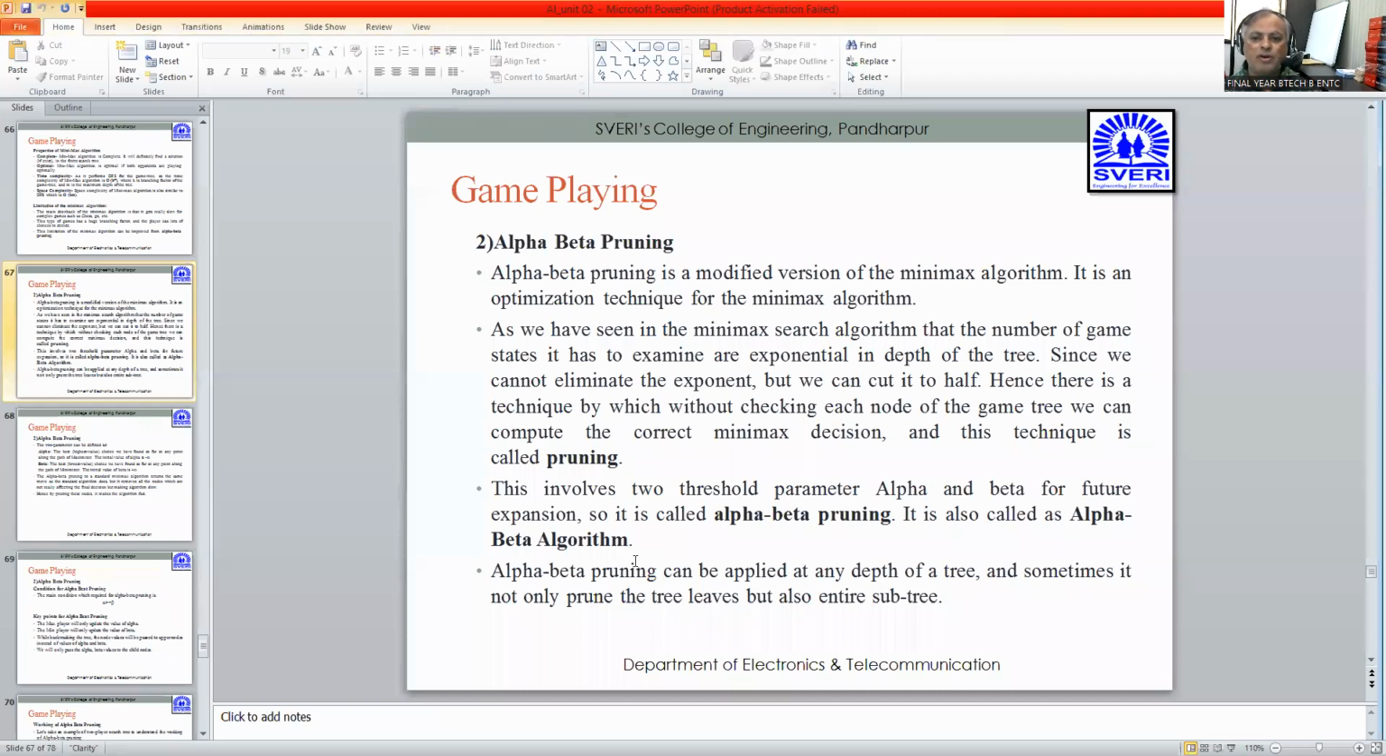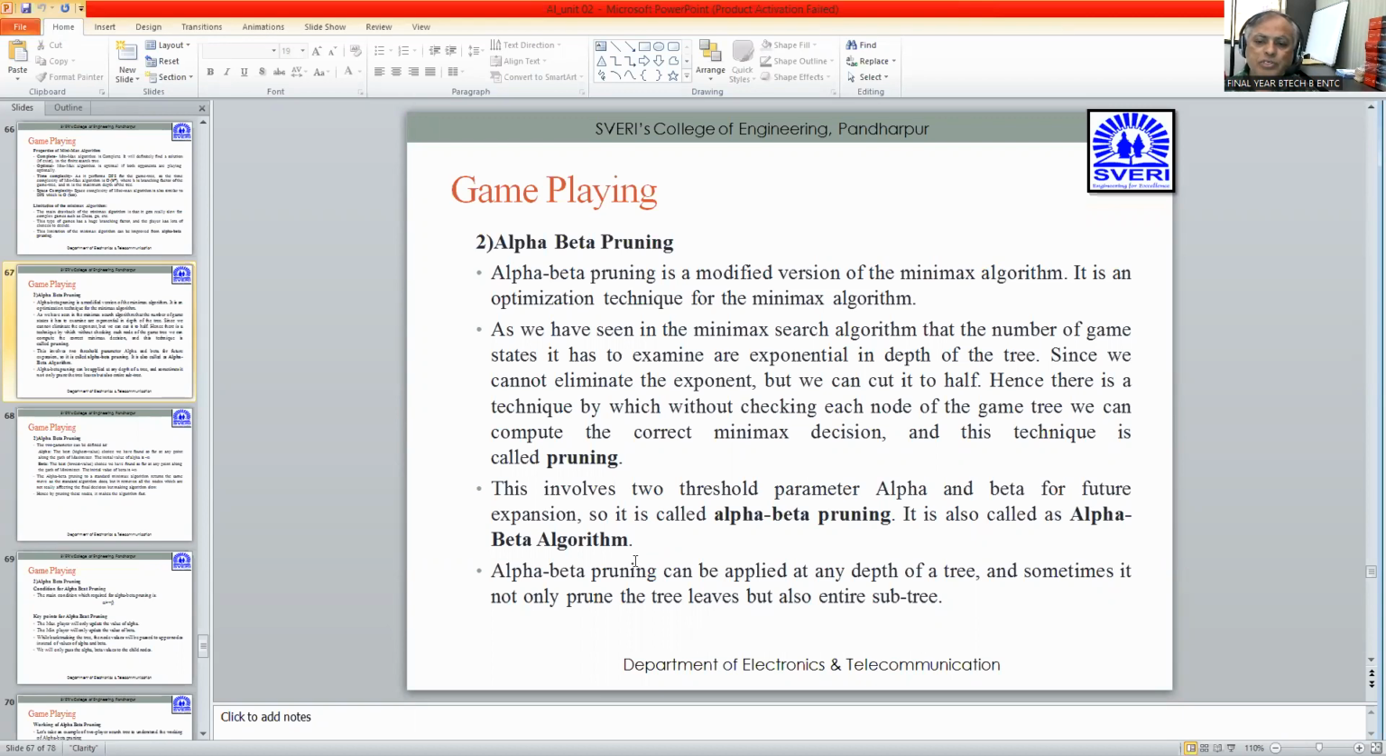Since we cannot eliminate the exponent, we can cut it to half. Hence there is a technique by which, without checking each node of the game tree, we can compute the correct minimax decision, and this technique is called pruning. We have to reach the correct decision, but checking so many nodes is not possible. So with the help of this technique, without checking each and every node, we can go for a correct decision. This technique is called pruning.